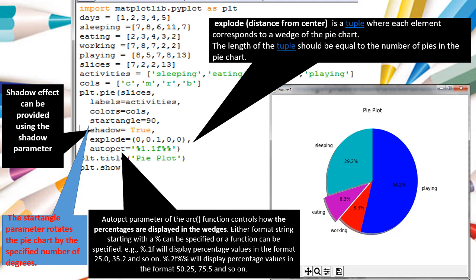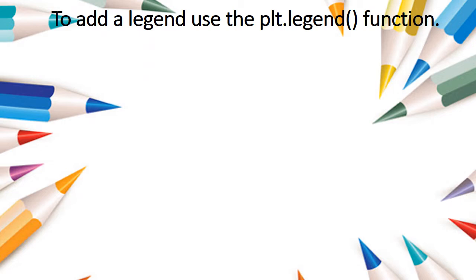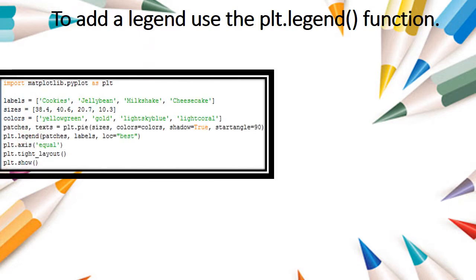And explode is the distance from the center of the graph. You should give it in tuple format, not list format, tuple values. They correspond to each wedge's distance from the center. We send the data values. And next, we can show the legend in a pie chart like in other graphs, using the legend function.